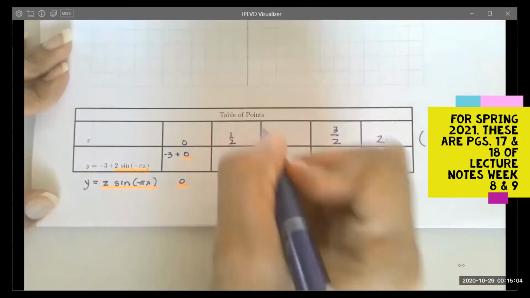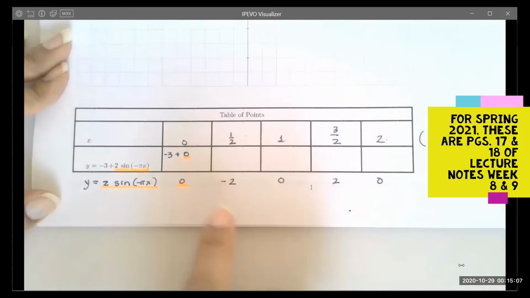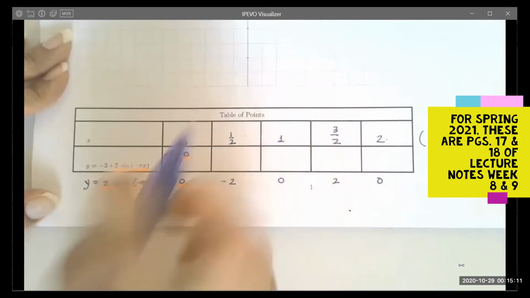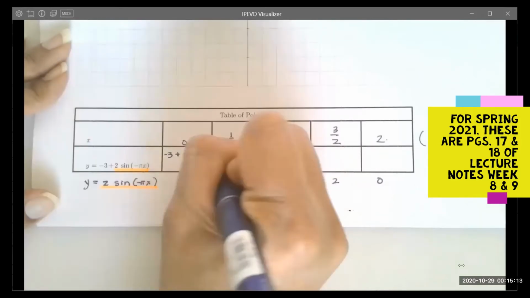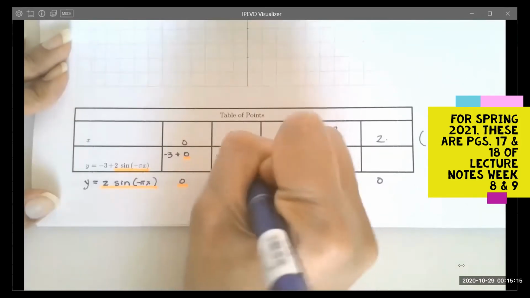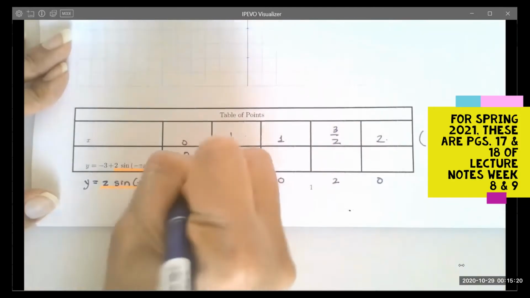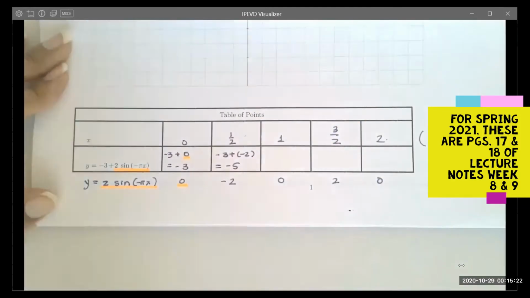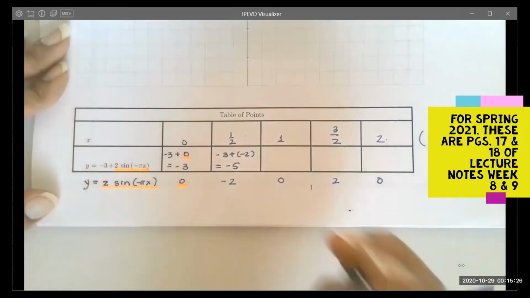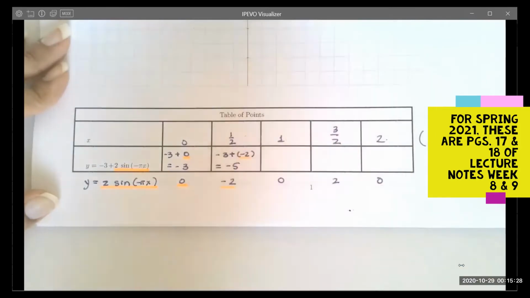Next, if I consider x equal to 1/2, we got a y value of -2. So now we're just going to add the constant of -3. So we get -3 plus -2, and that's -5. Oh, I'm sorry, I forgot to write it as equal to -3 on the previous one. Again, we're simply taking the -2 and adding the constant of -3. And we keep repeating that process.